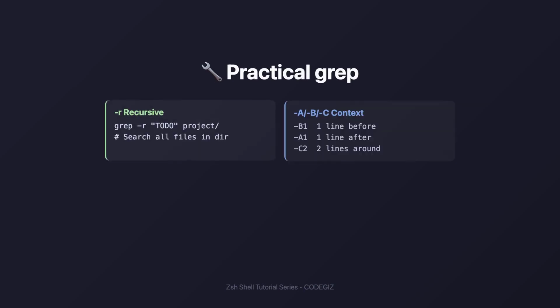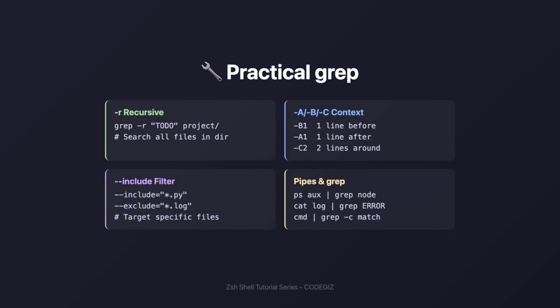grep can search entire directory trees with the -r flag. Context flags show lines before, after, or around each match. Use include and exclude to target specific file types. Piping any command to grep filters its output instantly. Let us create a script for practical grep usage.